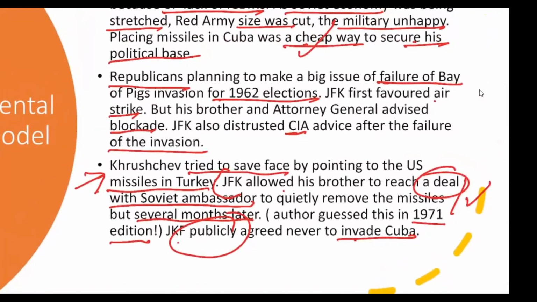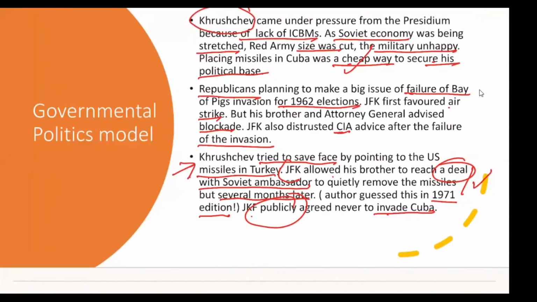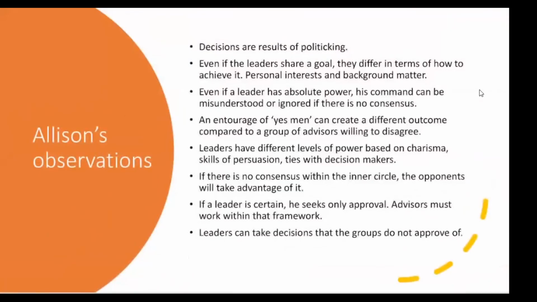And another thing is that Allison says at so many places and so many times there was a communication gap, and it was very much possible that nuclear war could have happened. So he said that you can never be sure of MAD theory. Allison's observations: decisions are result of politicking.